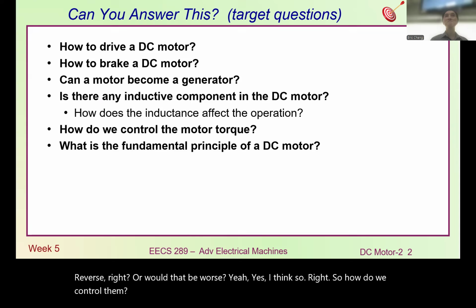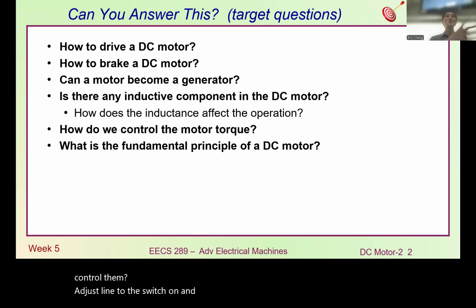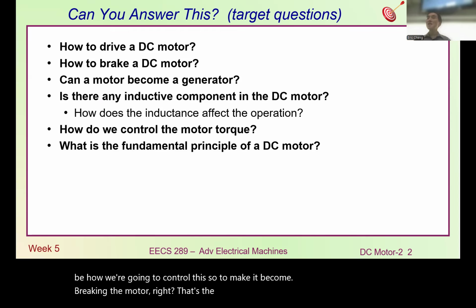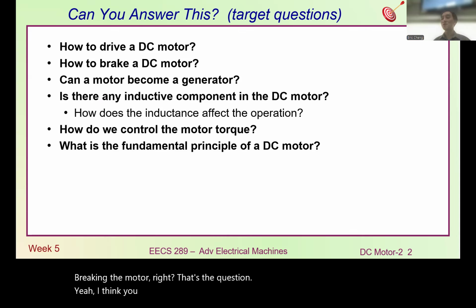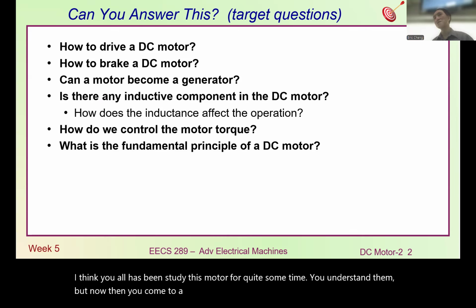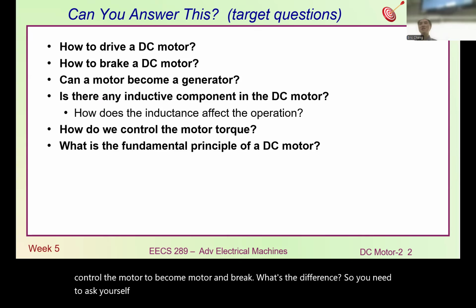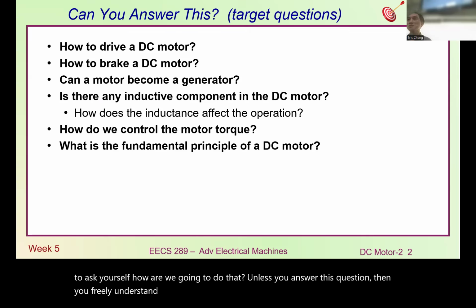Just like switching on and switching off the... No. We always switch on and off. The concept will be how we're going to control the DC source to make it become braking the motor, right? That's the question. Yeah, I think you have all been studying DC motors for quite some time. You understand them, but now you come to a stage: what's the physical phenomenon when we control the motor to become motoring and braking? What's the difference? So you need to ask yourself, how are we going to do that? Unless you answer this question, you don't really understand the real operation of this motor.